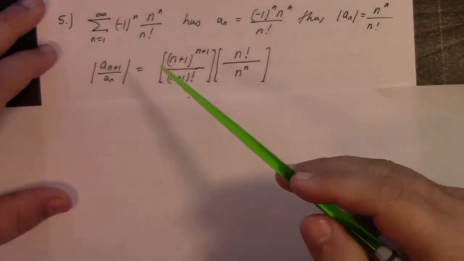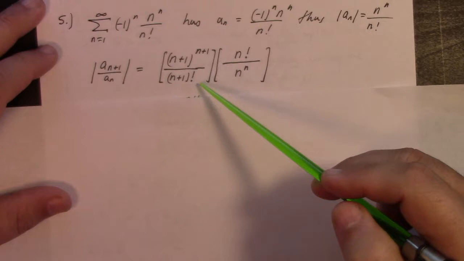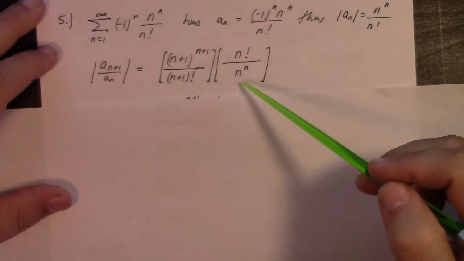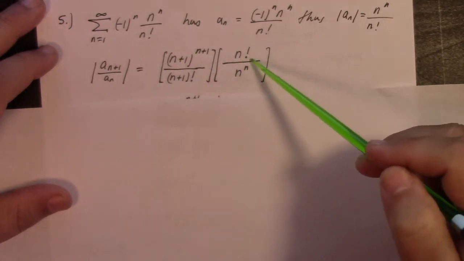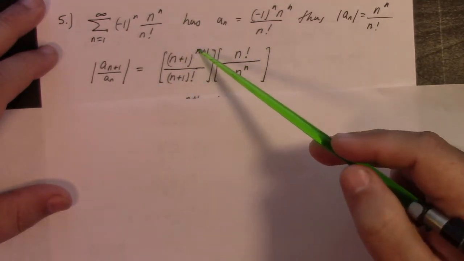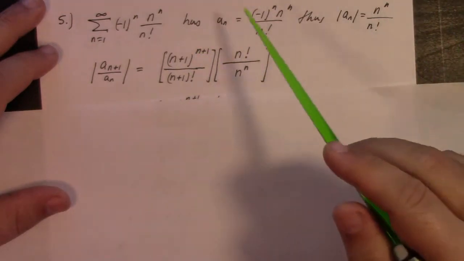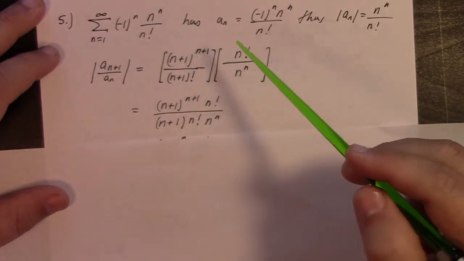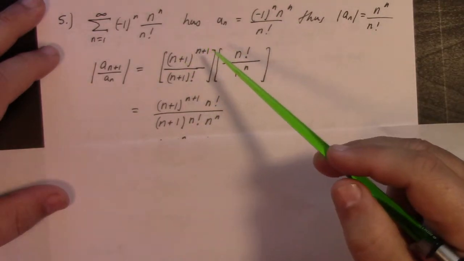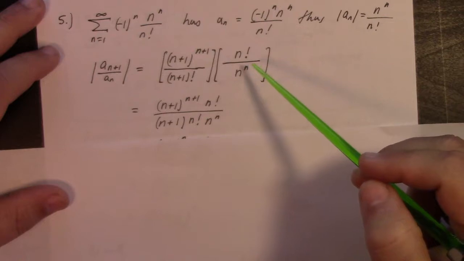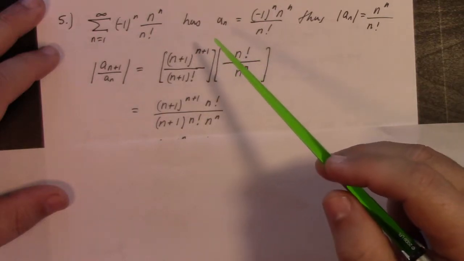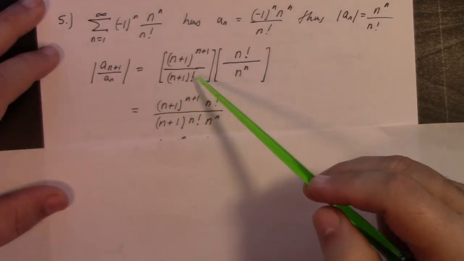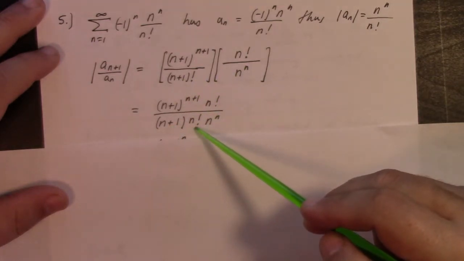And if we look at the quotient of a sub n plus 1 over a sub n, we get this over that, that over that, times that over that. This is my reciprocal of the absolute value of a sub n. This is the a sub n plus 1. And then again, some algebra steps. We can drop the absolute value because everything here is positive. I converted my n plus 1 factorial into n plus 1 times n factorial, right?